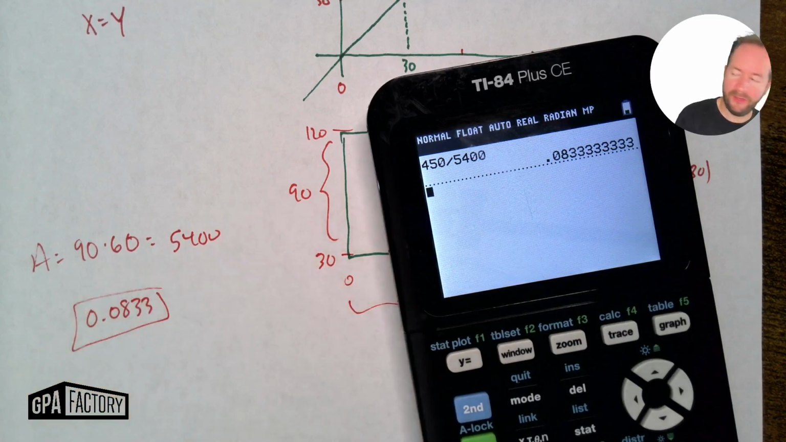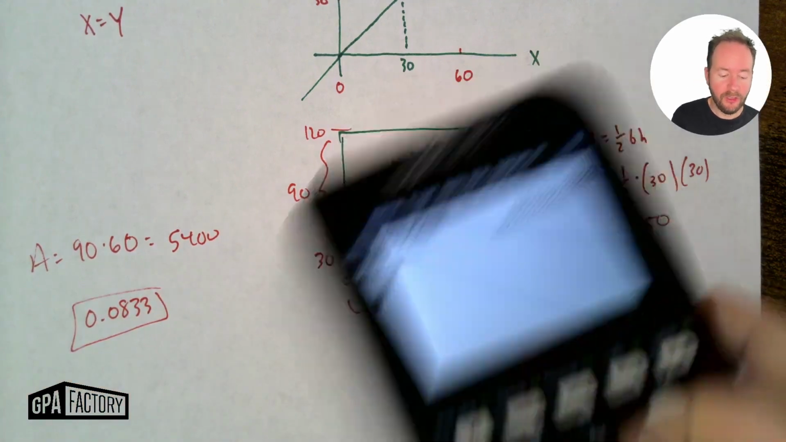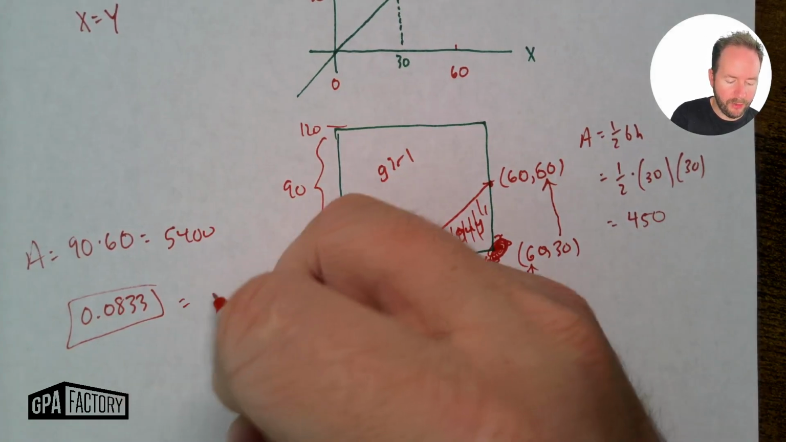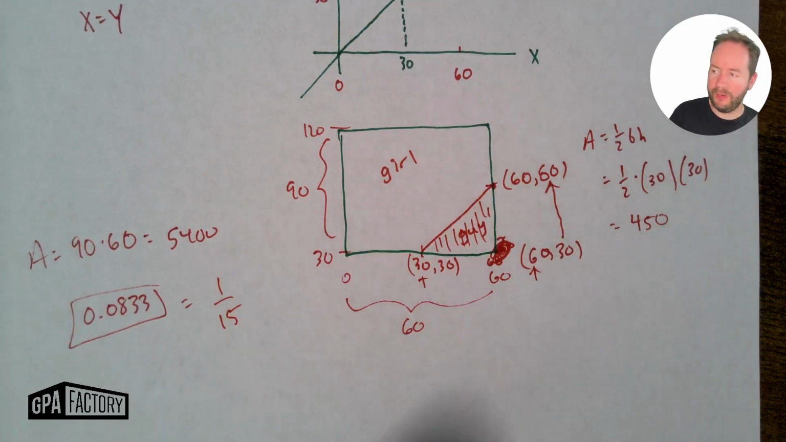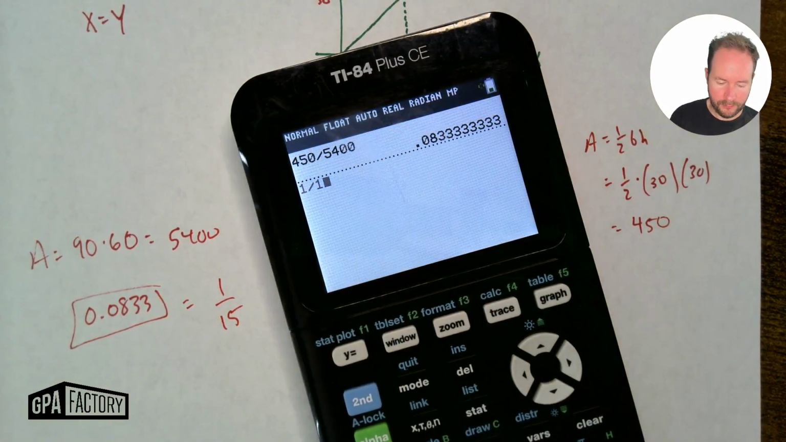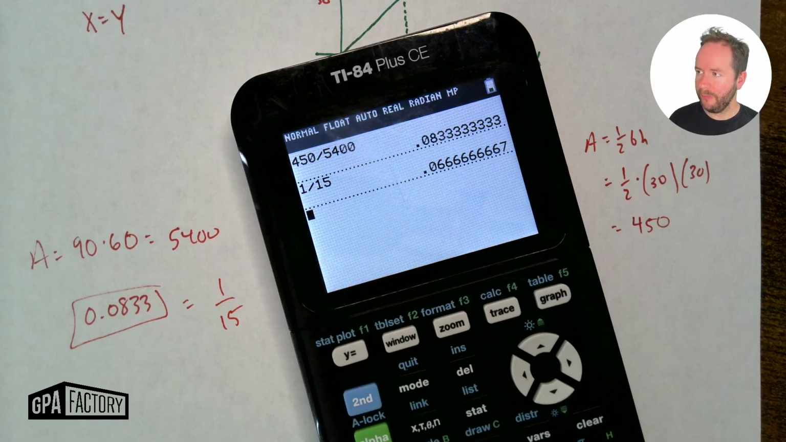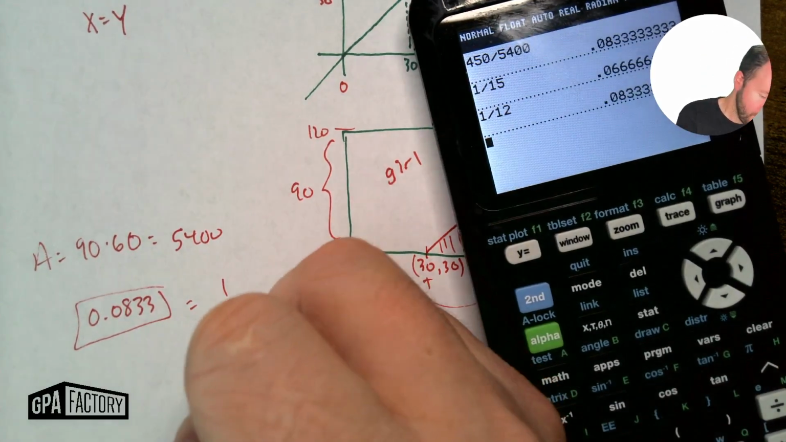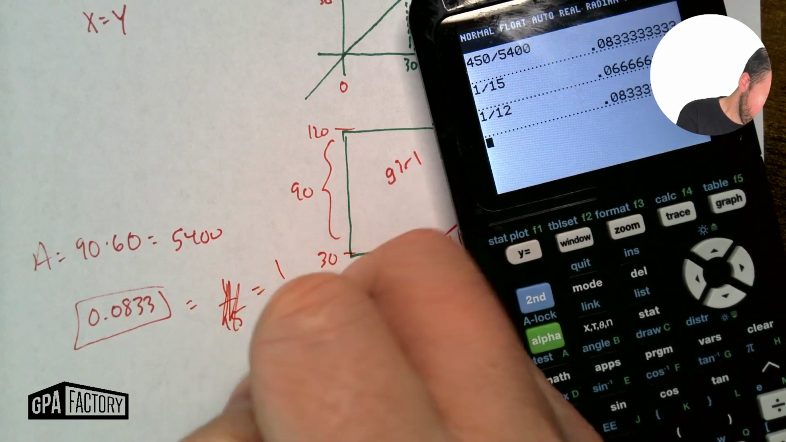0.0833 is my answer. The probability of me talking longer to my guy friend than my girlfriend is 0.0833, or better known, I believe, as 1/15. Let's see if I'm right about that. I should know my 15ths. Nope. Crap. 1/12? That's way better. It's not 1/15, it's 1/12. 1/12 is my answer.